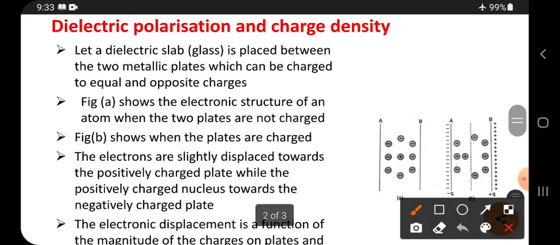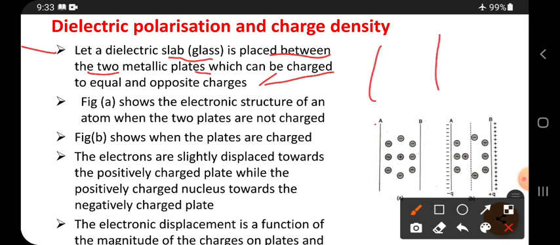So here one example is glass. Let a dielectric slab be placed between two metallic plates which can be charged to equal and opposite charges. Here, what is the meaning? Two plates are placed: here is one plate, here is another plate, plate A and plate B. In between these two plates, what is kept? There is a glass material or dielectric material placed.